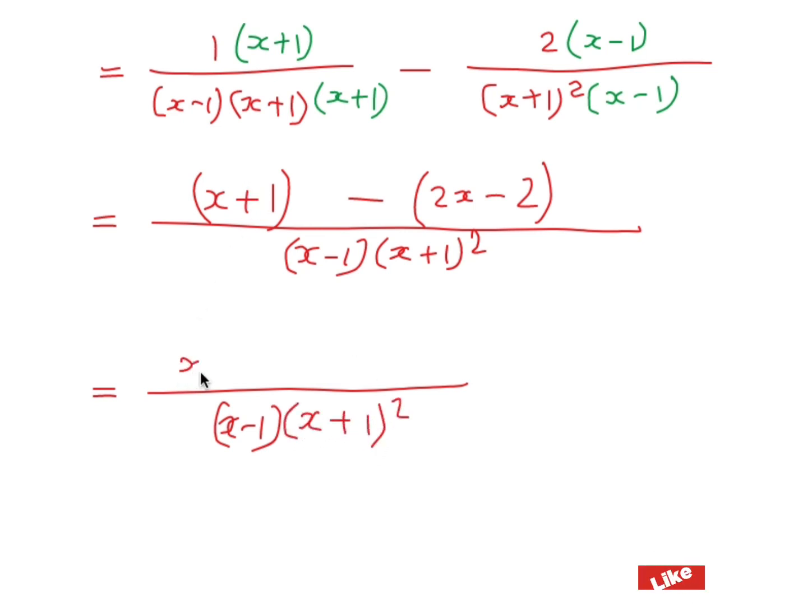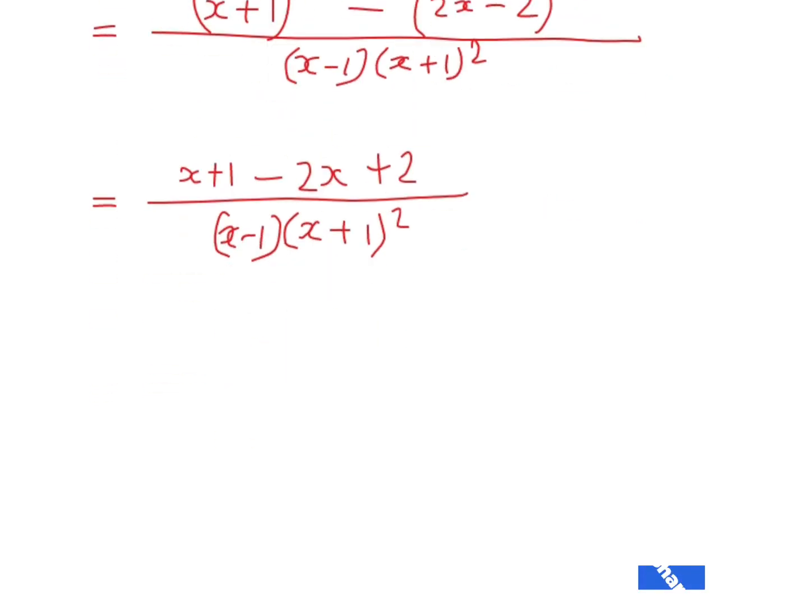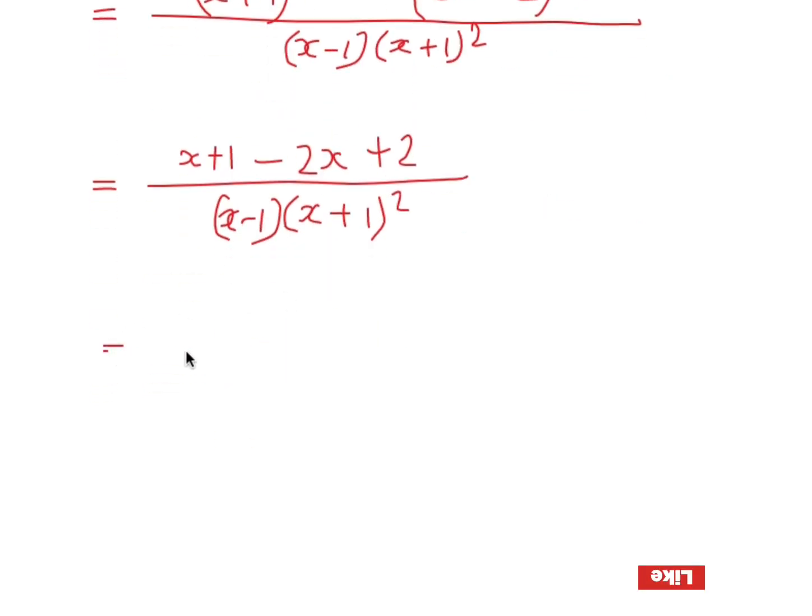Okay. Now open the parenthesis, here negative. So negative multiplied with this parenthesis, so all signs will be changed. 2x was positive, now negative. 2 was negative, now positive. And now we can combine like terms. So x minus 1, x plus 1 whole square.